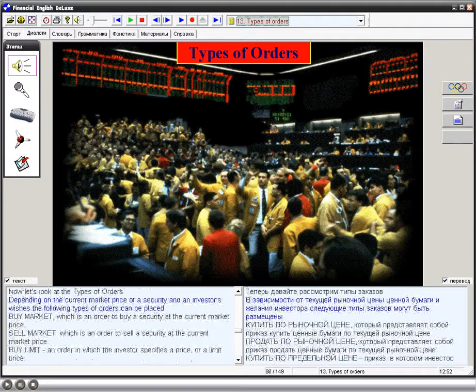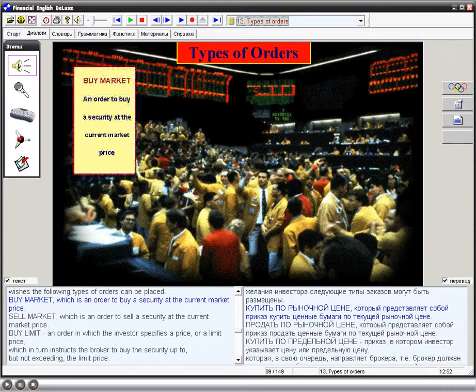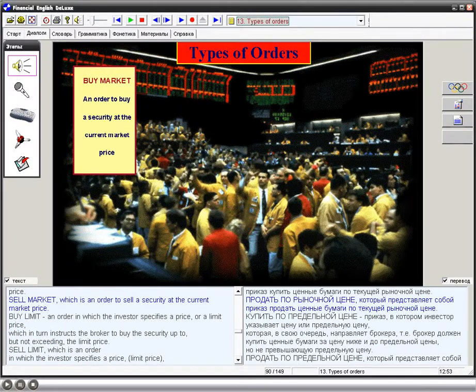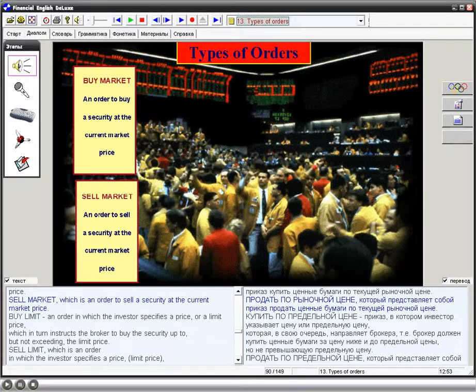Now let's look at the types of orders. Depending on the current market price of a security and an investor's wishes, the following types of orders can be placed. Buy market, which is an order to buy a security at the current market price. Sell market, which is an order to sell a security at the current market price.